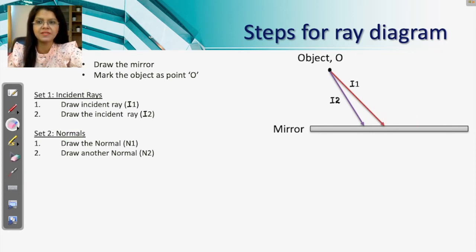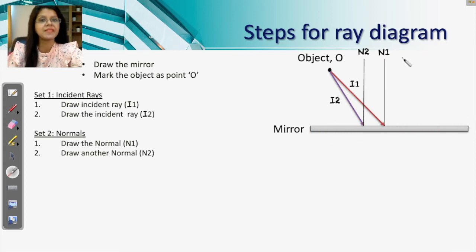So how do the two normals look like? That's how the two normals look like. Normals N1 and N2 are drawn at the point where the two incident rays are hitting the mirror. Normals are perpendicular to the mirror. All you have to do is to draw perpendicular lines. N1 and N2 should be perpendicular to the mirror. Normal N1 corresponds to the incident ray I1, and normal N2 is drawn for the incident ray I2.